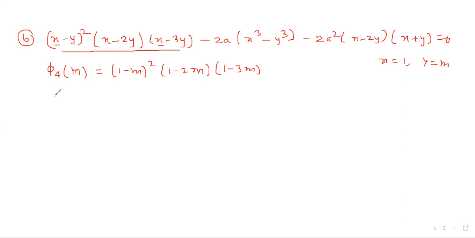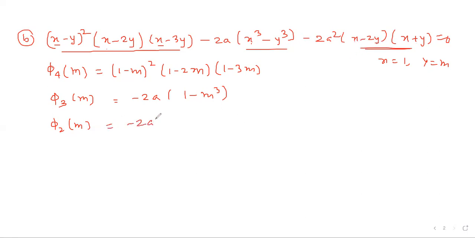And phi 3m means third degree terms. So third degree terms are here only. So when x equal to 1, y equal to m, we will get minus 2a times (1 minus m) cubed. Then second degree term, phi 2m. So phi 2m second degree term will be the product of these two. So this is 1 minus 2m. So minus 2a square, (1 minus 2m) times (1 plus m).